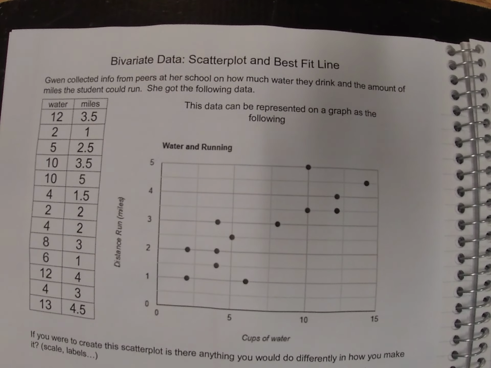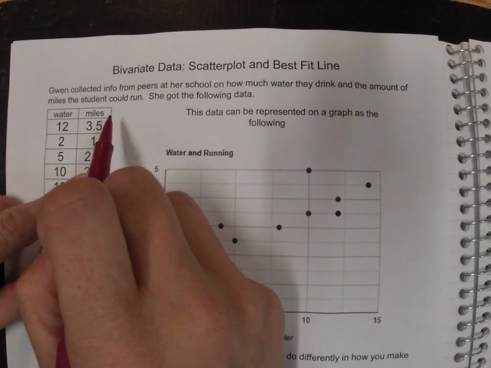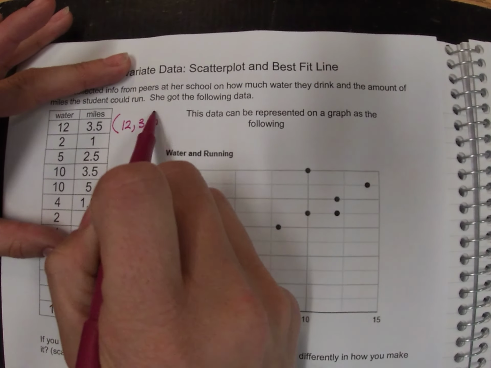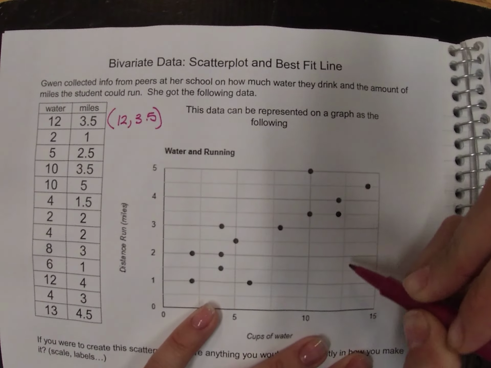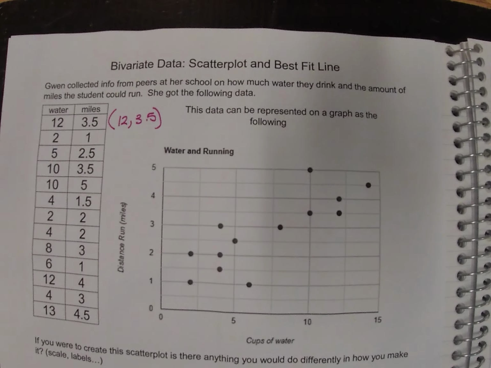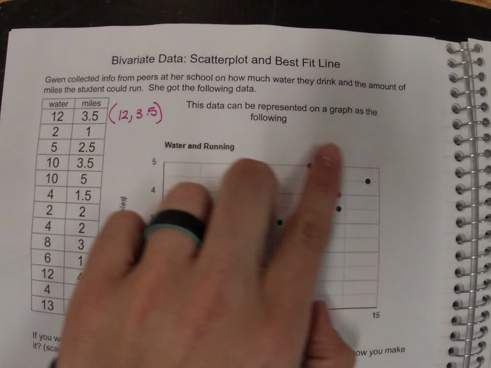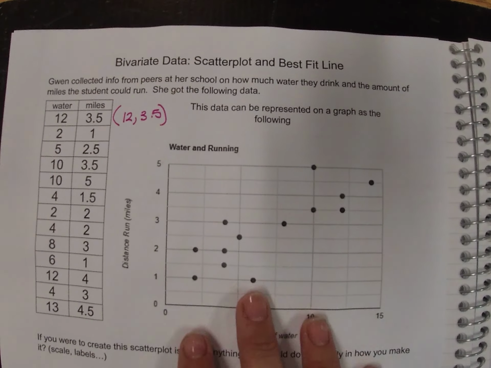We can then turn that info into a scatter plot. So this is something you should have done in previous years. Okay, so when we look at this, we should recognize that this can be an ordered pair of 12, 3.5. So then if we go over here to our graph, we can find 12, 3.5, and we can find that point. So all of these points are plotted over here. So I already have this created for you.